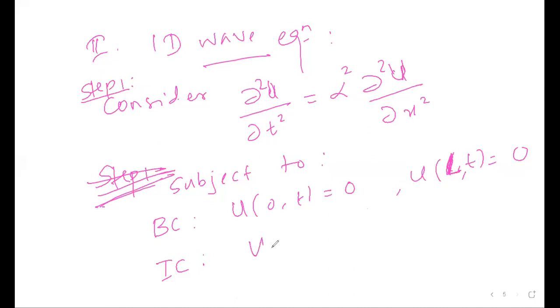So let's say the initial condition u of x comma 0 is equal to 0, and one more initial condition: u_t of x comma 0 is also, for easiness, taken as f of x. This has been taken as 0. So in the wave equation you should have 4 conditions. This is our step number 1.